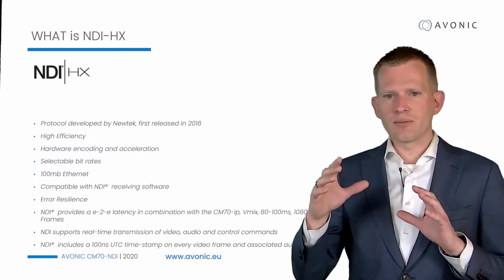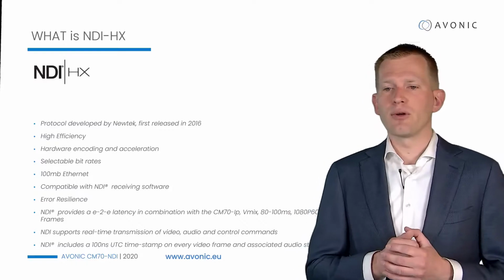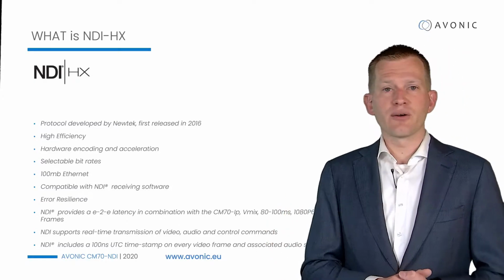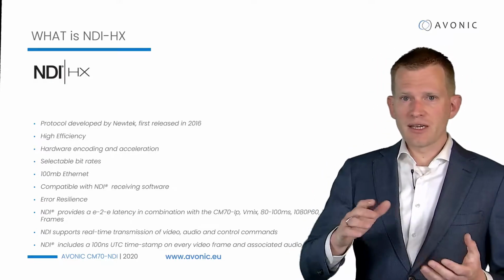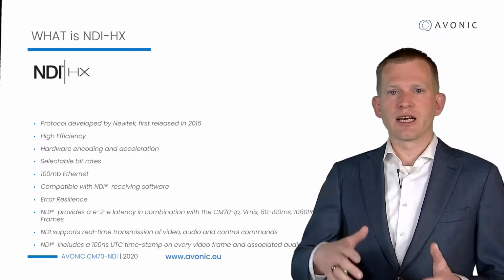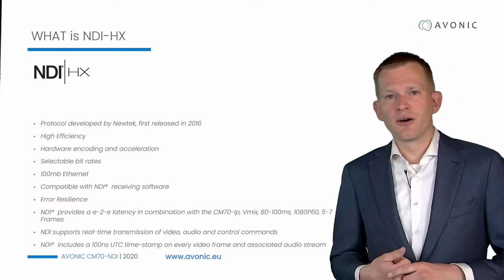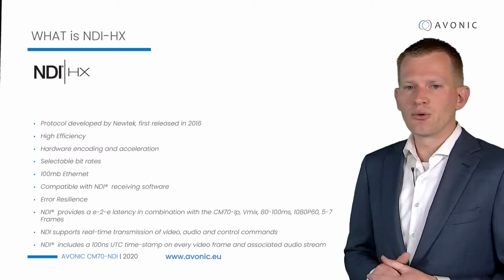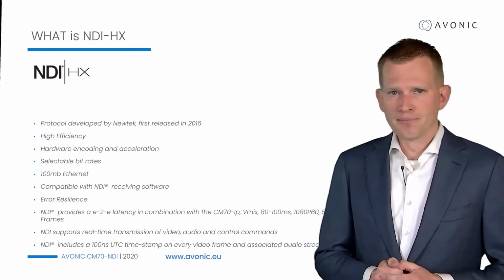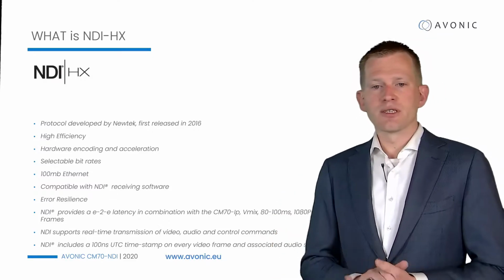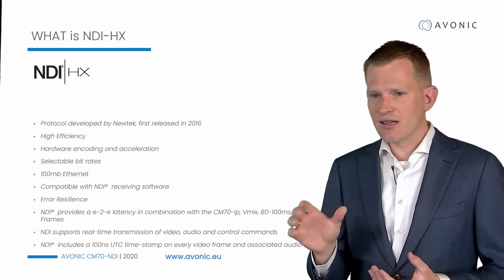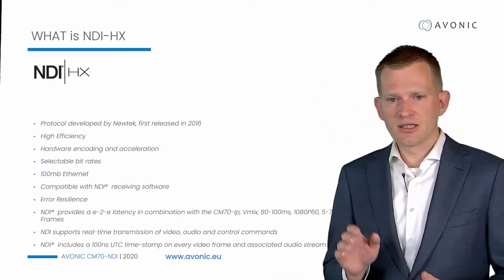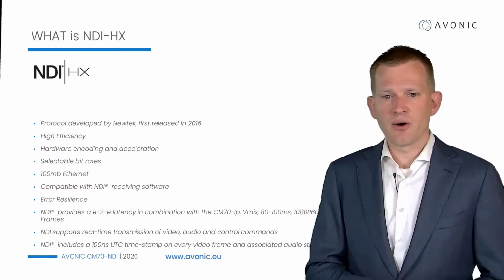So if you, for example, have a lot of NDI sources available on your network, you'll quickly run out of bandwidth. That would mean that you need to upgrade your infrastructure to 10 gig infrastructure, which brings about a lot more cost and a lot more challenges to manage all these data streams on your network. So that's where NDI HX comes into play. It's extremely efficient and it works with much lower bandwidth. It works even on a single 100 megabit Ethernet network.